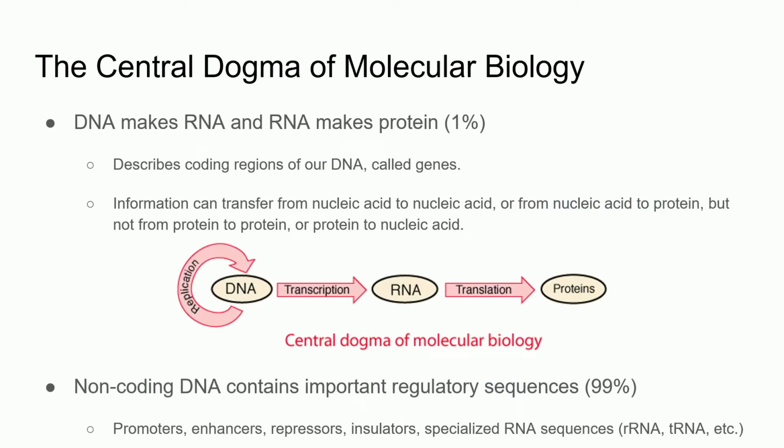The central dogma of molecular biology states that DNA makes RNA makes protein. But this only describes the 1% of our genome that codes for proteins. The remaining 99% of non-coding DNA, which we arrogantly used to refer to as junk DNA, contains many important regulatory sequences. These include promoter regions that provide a binding site for the transcription machinery, typically found just ahead of a gene on the DNA strand.